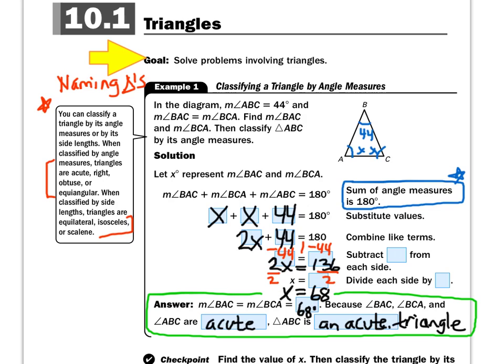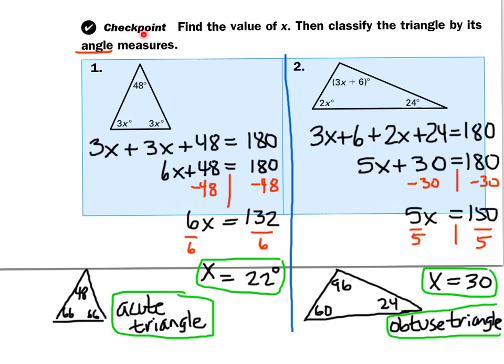So x equals 68. Since we know the angles are now 68, 68, and 44, and the largest angle is still less than 90, this would be called an acute triangle. Okay, take a look at the checkpoint. We're just supposed to find the value of x and then classify the triangle by its angle measures. That just means name it by its angle measures.